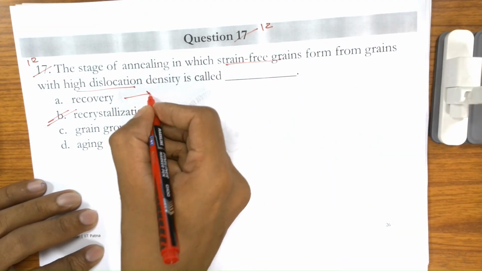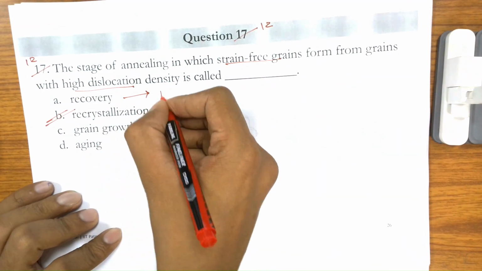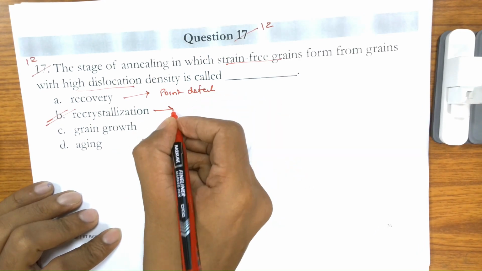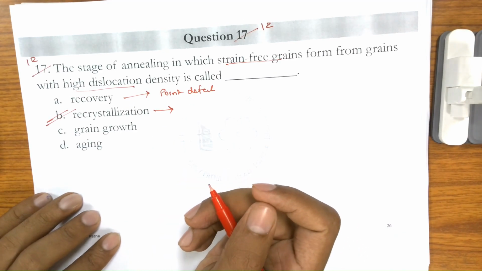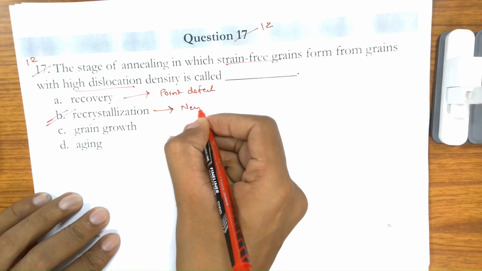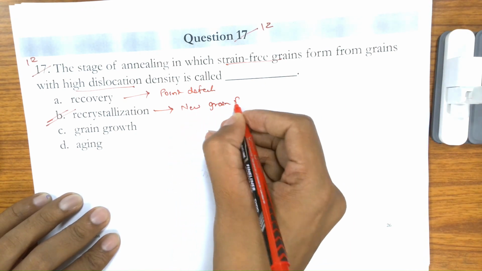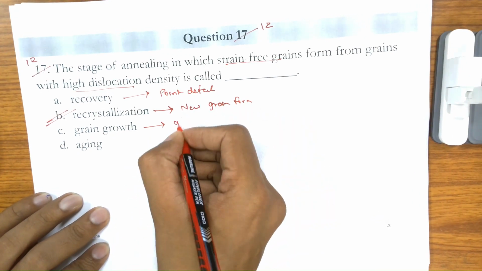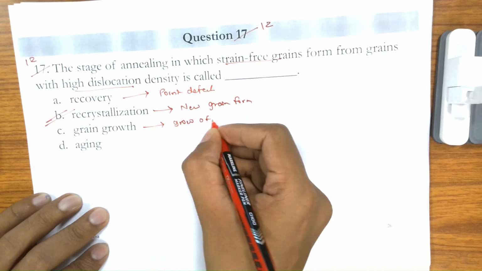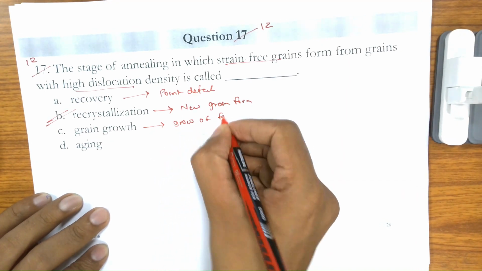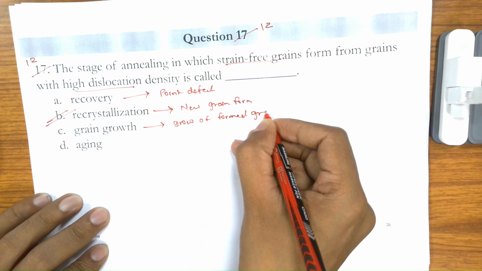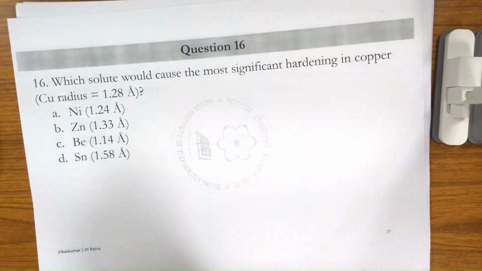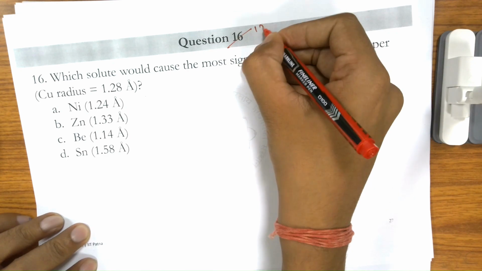In the case of recovery, we covered that it is the annihilation of the point defects. Recrystallization is a process where the new grain forms. Grain growth is nothing but the formed grain will grow. Okay, so with that we have solved question number 12. Now this is question number 13.